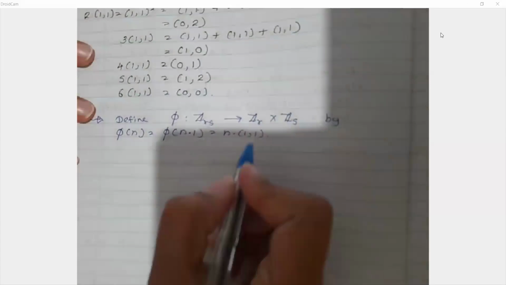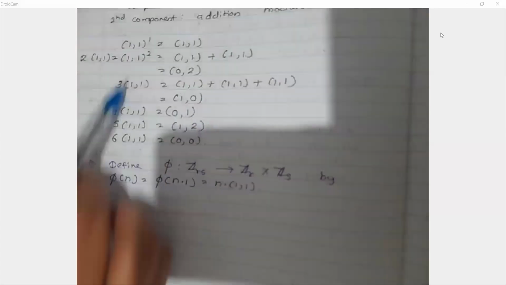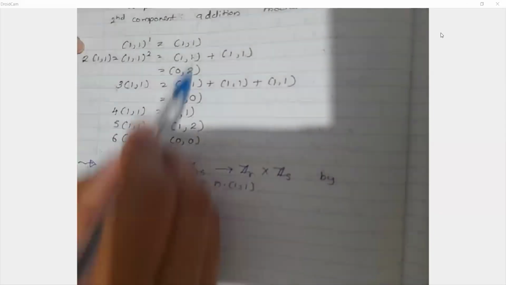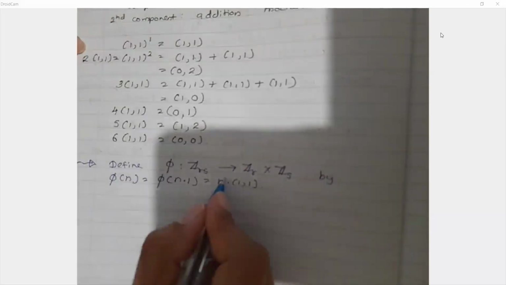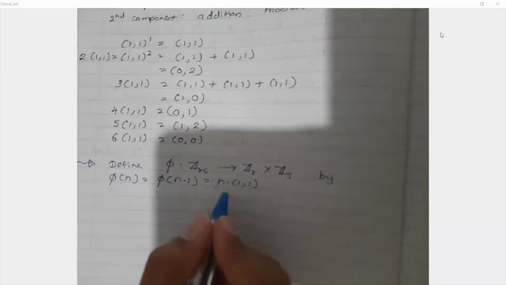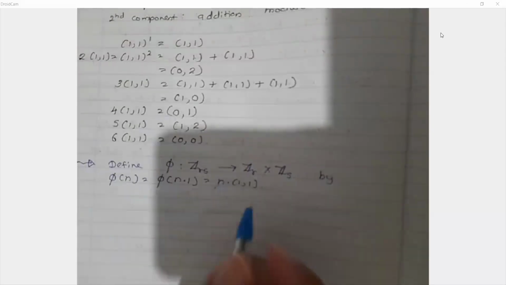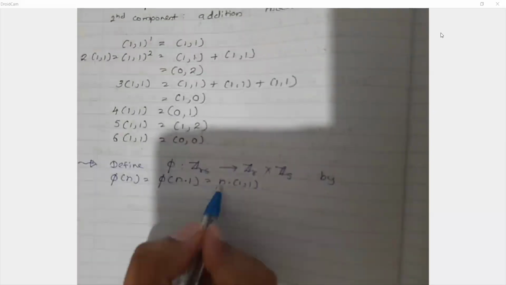Now remember, if you compare the computations done over here with this number, here you have 2 times 1, 1, 3 times 1, 1, 4 times 1, 1, 5 times 1, 1. These are all elements that are in this group, right? So with this n, once you take the product by 1, 1, you generate an element in this group, for any n that you take from here in this group.